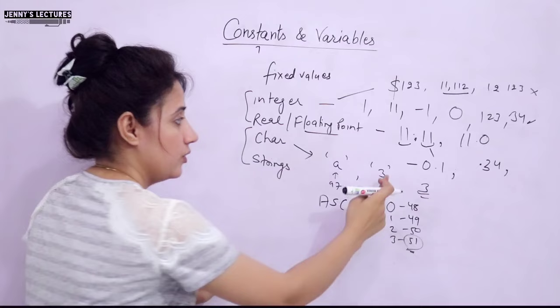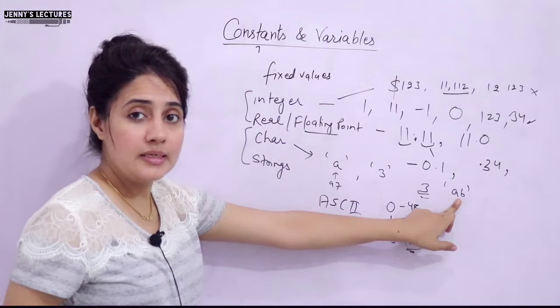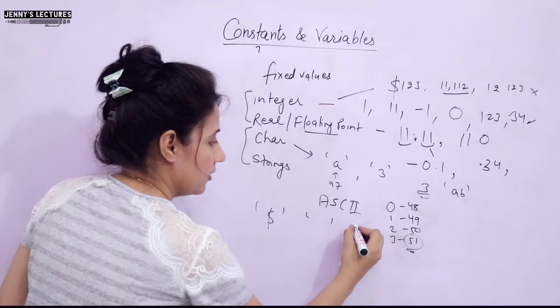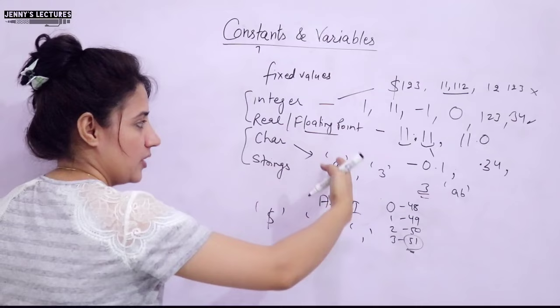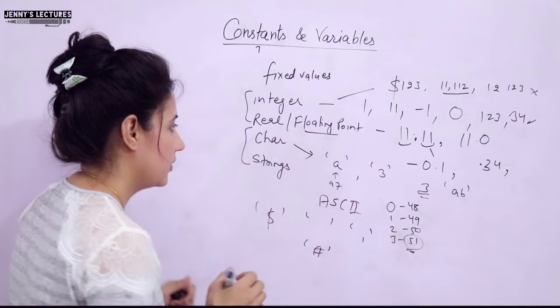But if you write something like AB in single quotes, this is not a character constant, because here we have two characters. Under single quotes there can be only a single character or symbol, like the dollar symbol. This is also a character constant. We have space, comma, and hash in single quotes; these are all considered character constants. Capital ABC, special symbols, and numbers all have their corresponding ASCII values, and they are stored as ASCII values. So this is a character constant.